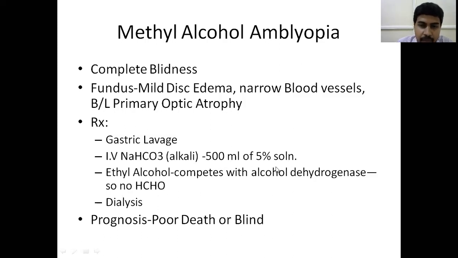So 500 ml of 5% solution, and ethyl alcohol you have to give. Ethyl alcohol competes with alcohol dehydrogenase, so no formaldehyde is formed. And finally, if this alcohol treatment also fails, go for dialysis. By dialysis, you remove all the formic acid content from the blood. Prognosis is very poor. It can lead to death or blindness.